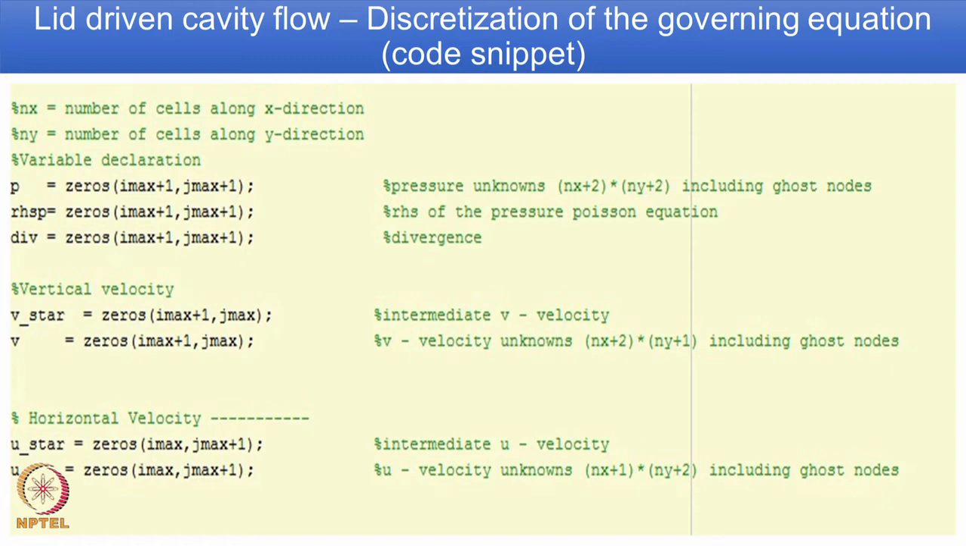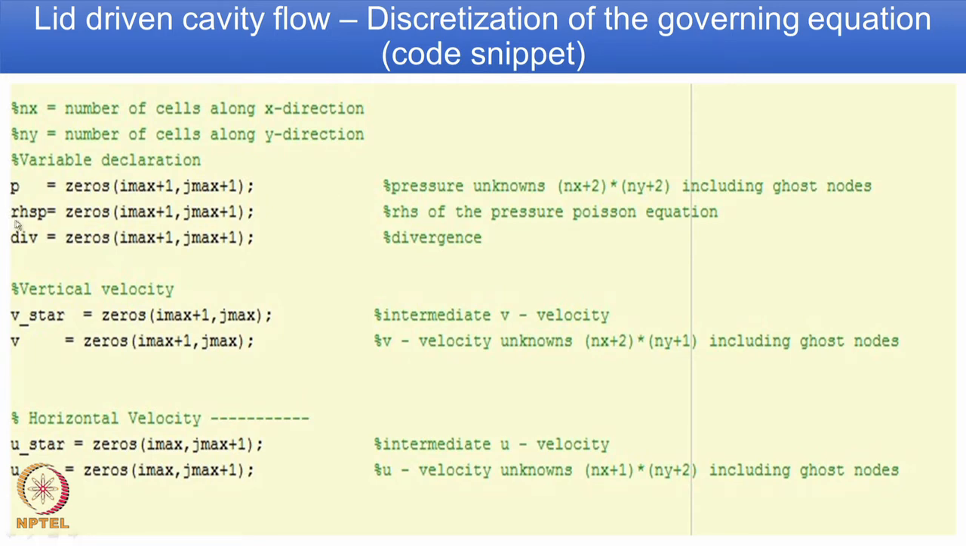And this is the code snippet which actually does what we have just now explained. Nx is the number of cells in x direction, Ny is the number of cells along y direction, and we have a variable declaration. P is for pressure. Now, we define the array size for P: zeros, I max plus 1 and j max plus 1. So, pressure unknowns are Nx plus 2 into Ny plus 2, including ghost nodes, because pressure appears in both the equations. So, we have a ghost node appearing in x direction as well as in y direction.